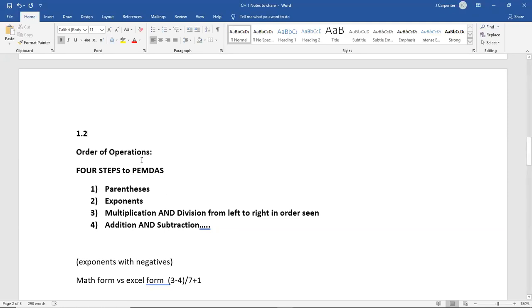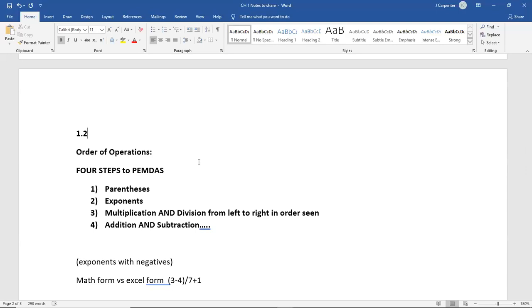So PEMDAS, please excuse my dear Aunt Sally. You should have all heard that at least 10 million times in your life before now. It's a good mnemonic device to help us remember parentheses, exponents, multiplication, division, addition, subtraction. Here's the problem.